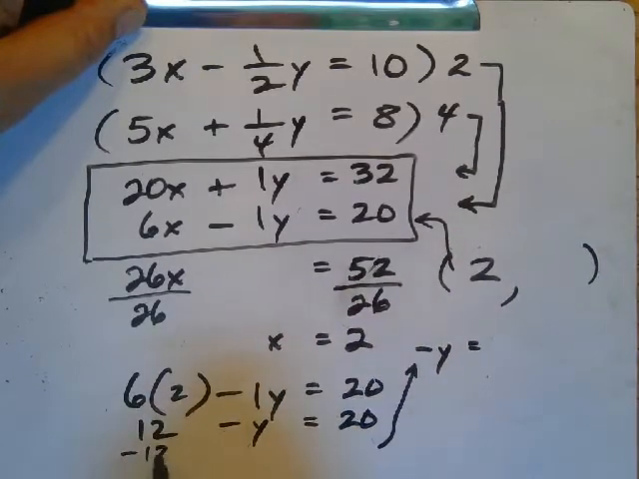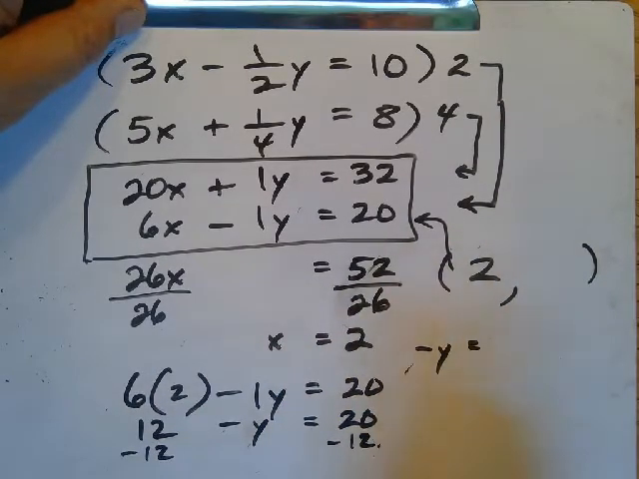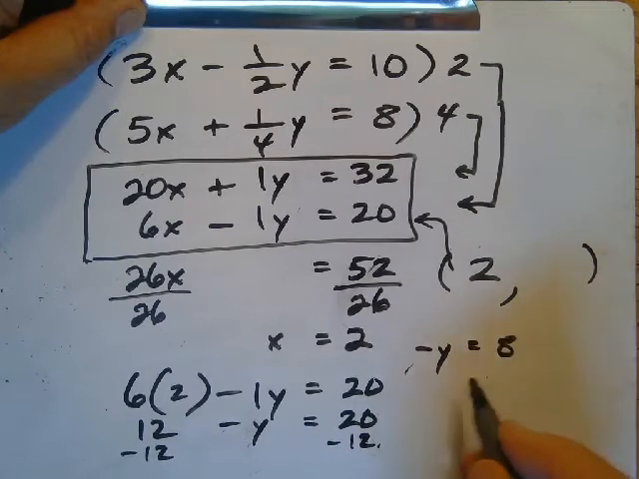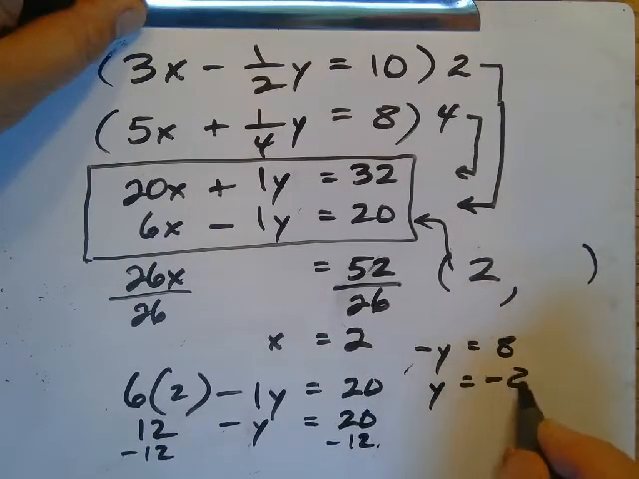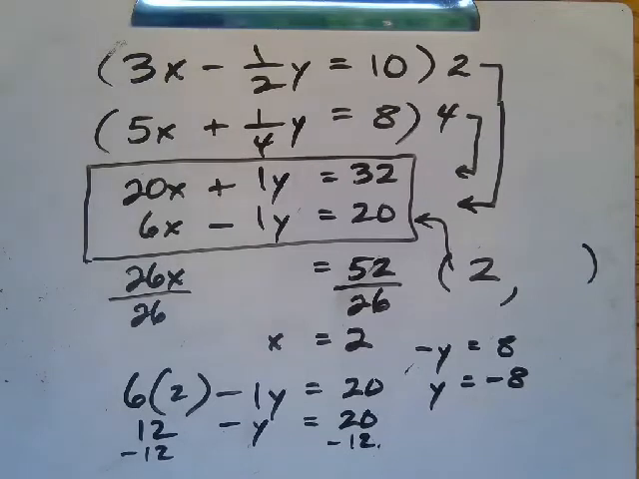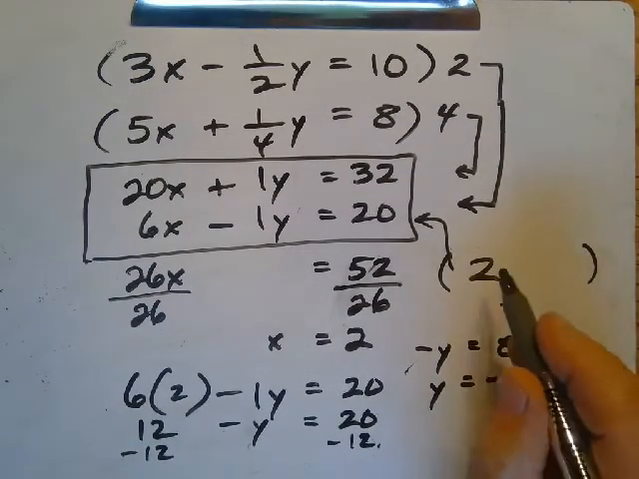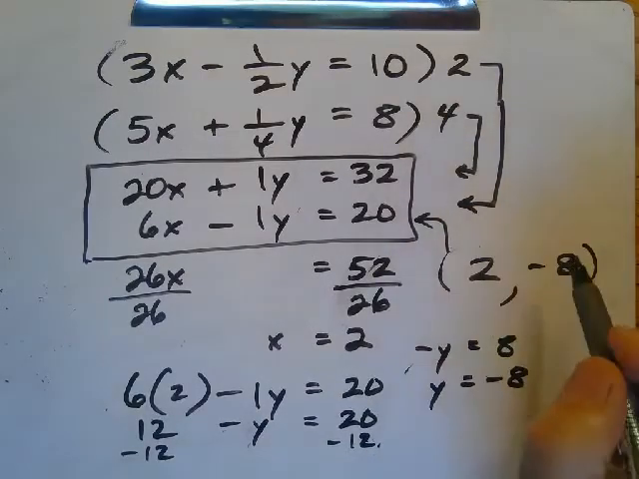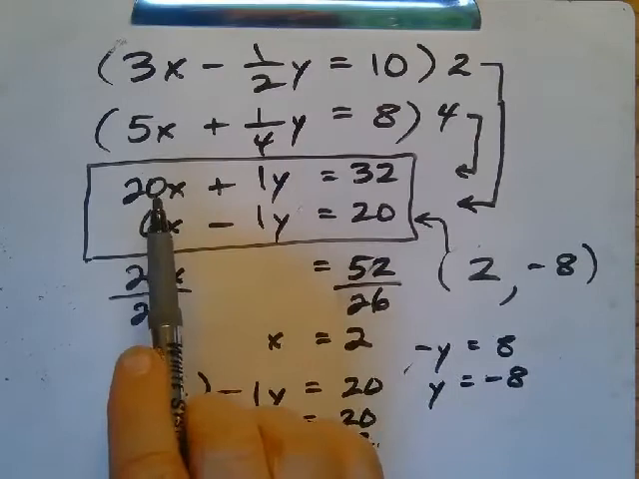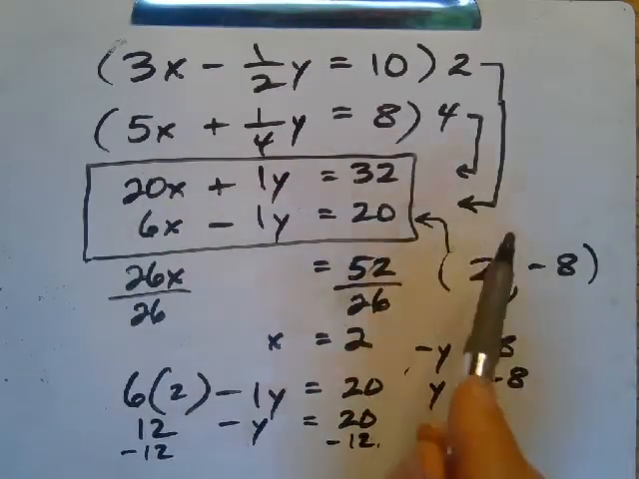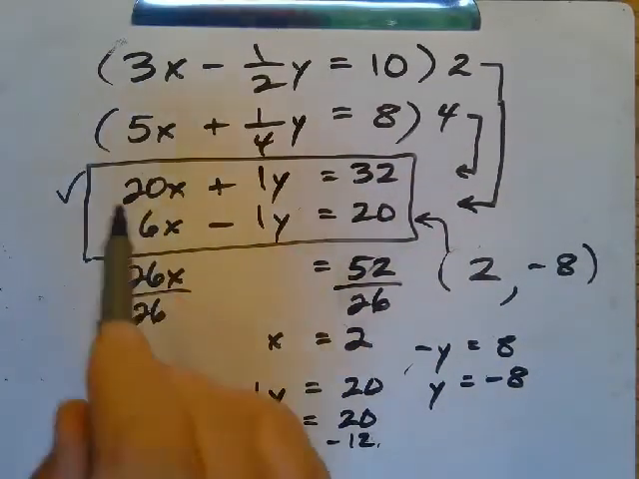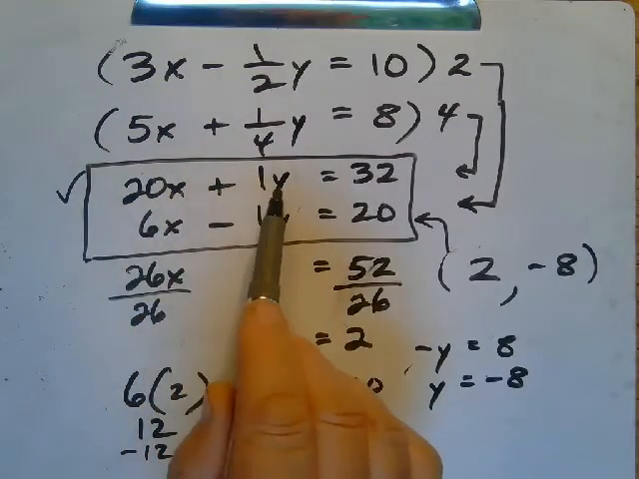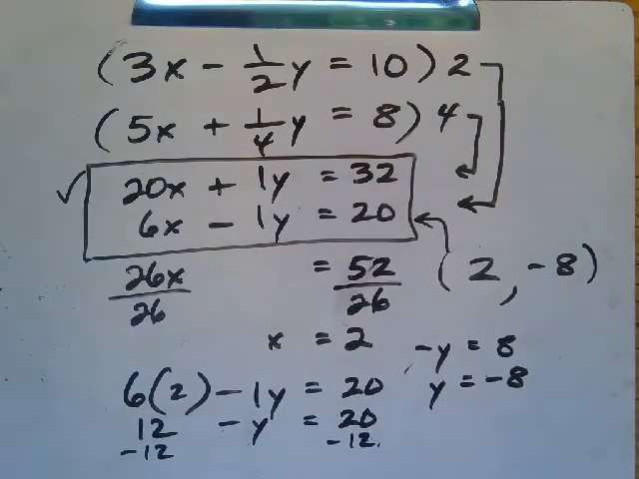And I end up with subtracting 12 from both sides, and I end up with negative y equals 8, or y equals a negative 8. So there you go. You've got an ordered pair where 2 is x and y is a negative 8. Now, I'm not going to go ahead and check this one, but I would check it back in the other equation. In fact, I'll do it in my head here. Let's use this as our check equation. 40 minus 8, negative 8, is 32. That works. So I can check my problems back in the original.